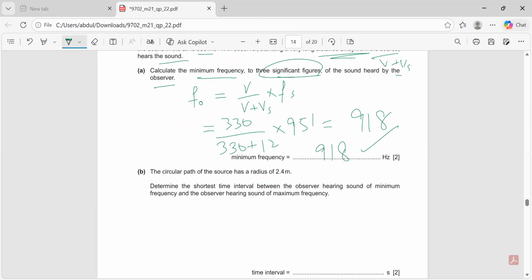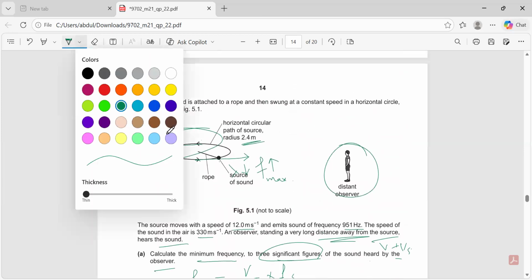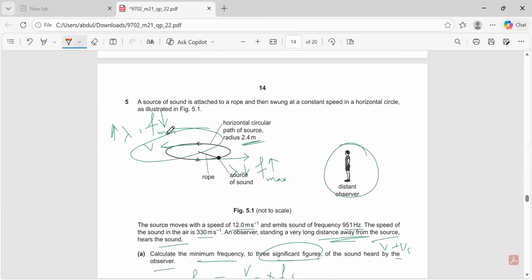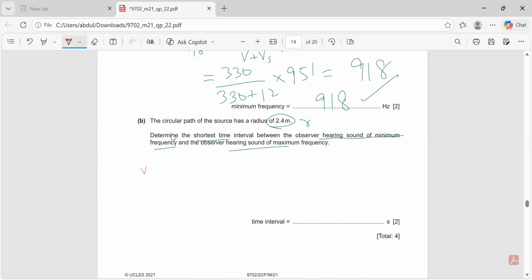Now the circular path of the source has a radius. This radius is given. Determine the shortest time interval between the observer hearing the sound of minimum frequency and maximum frequency. And this is very simple, my dear son. They want us to calculate how much time will be taken in this semicircle, half circle. So simply v is equal to distance over time.